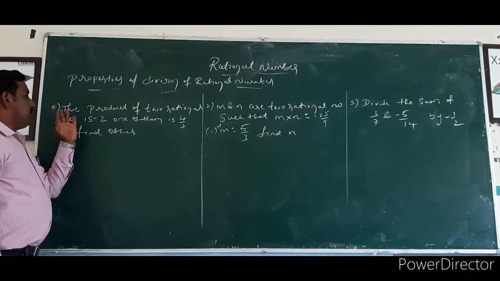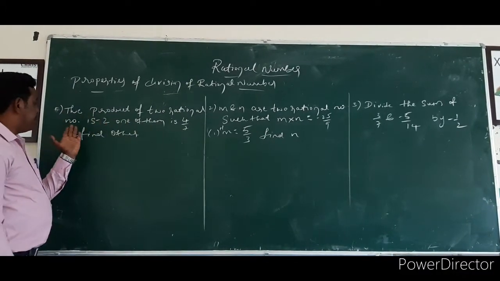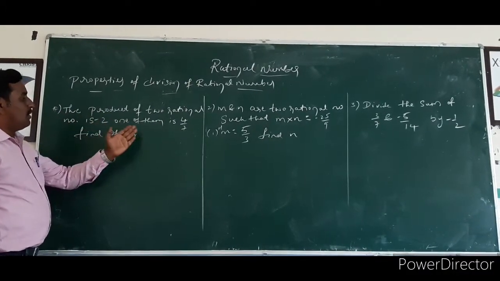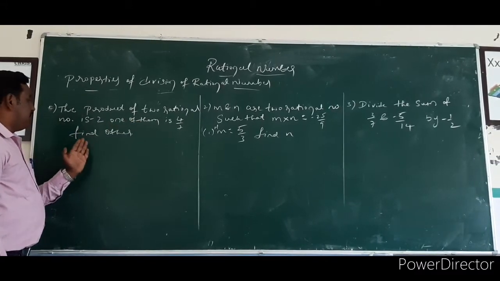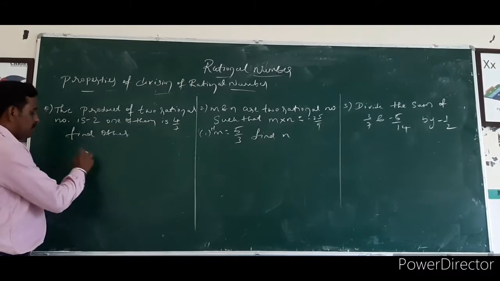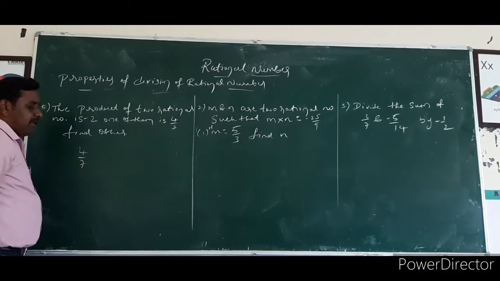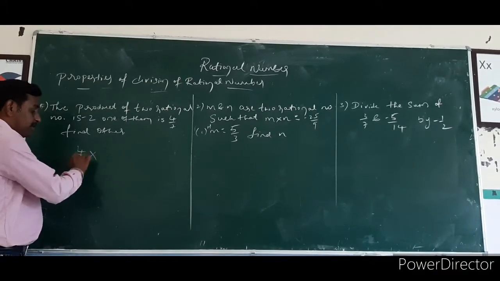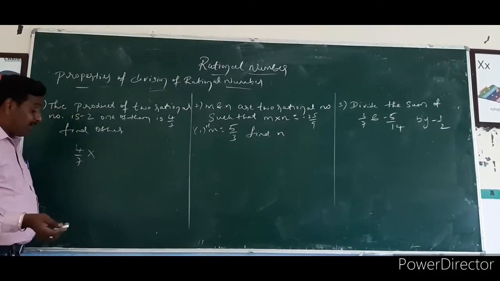Next problem. The product of two rational numbers is minus 2. One of them is 4 by 7. Find the other. So one of the rational numbers is given. We don't know the other rational number.